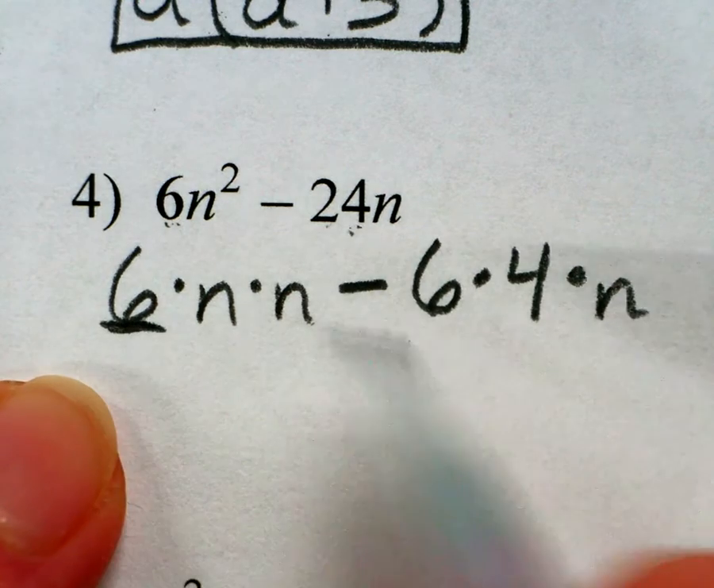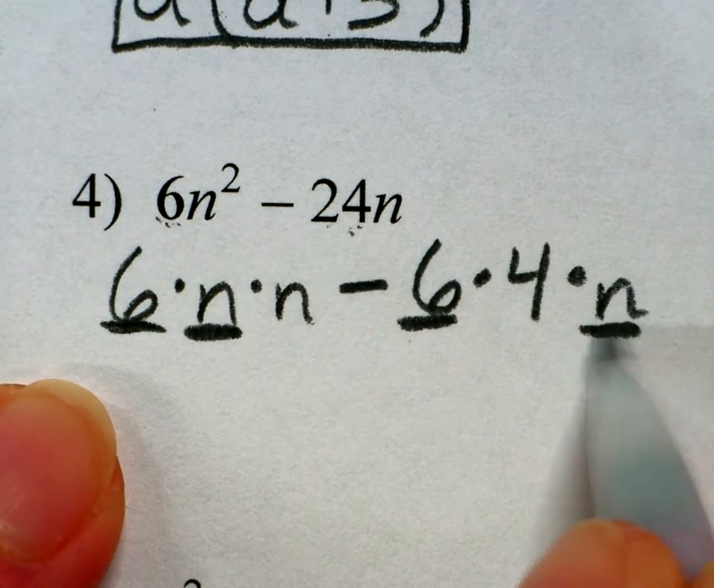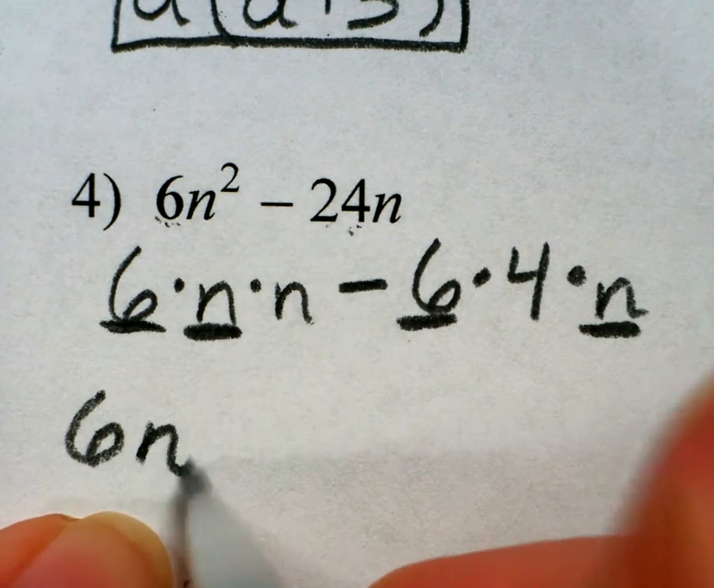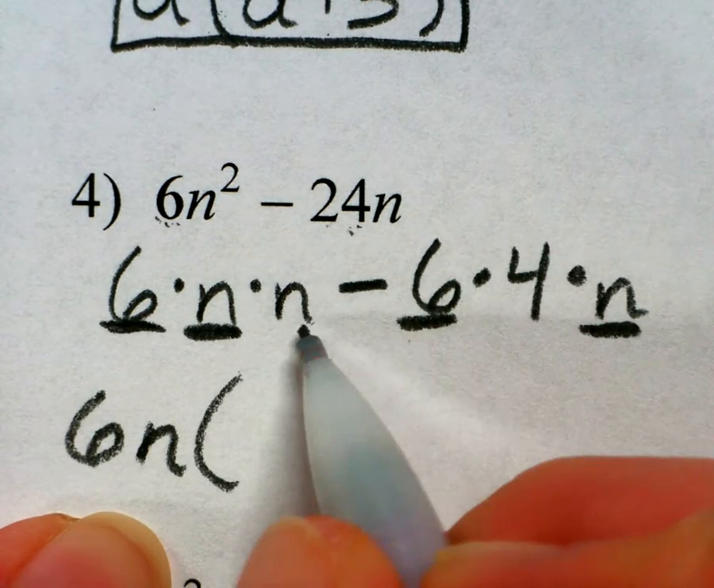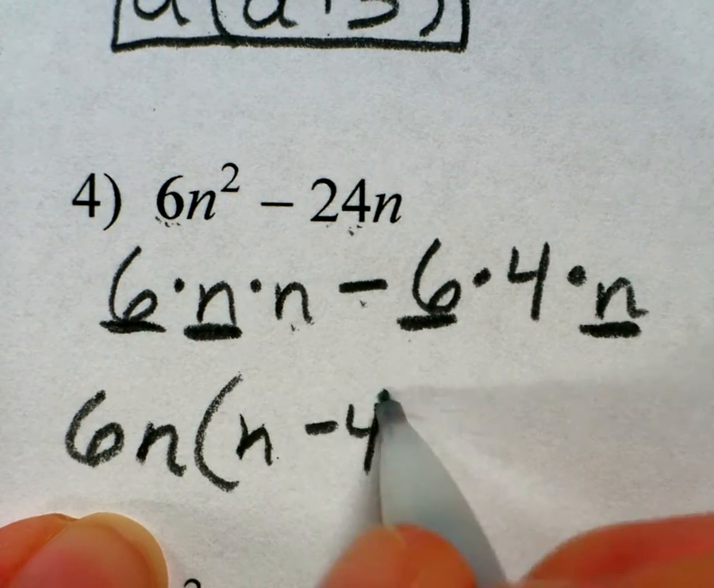So 6 is the greatest common factor of 6 and 24. And then we also have an n in common for both of those. Since those are in common, we're going to put that on the outside of the parentheses. And then what's left is we have n minus 4.